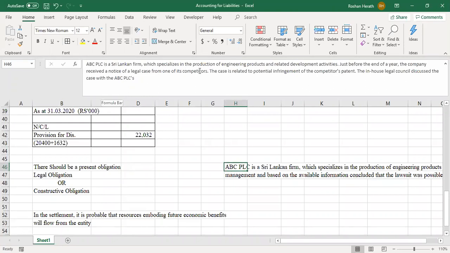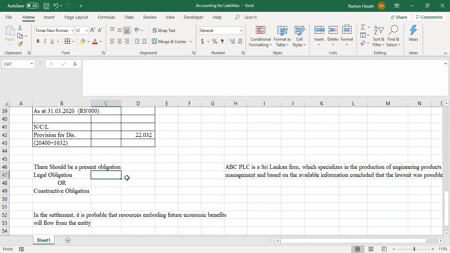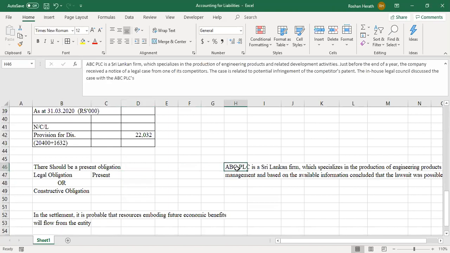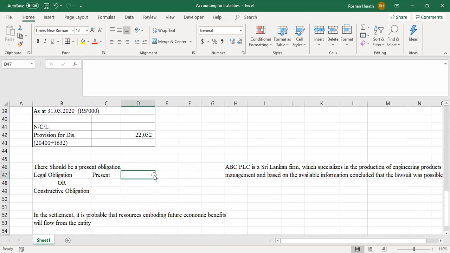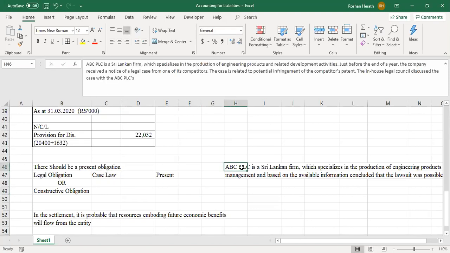One of your competitors has filed a case against you. So there is clearly a legal obligation. You can see the legal obligation is present. Then my question is, what is the source? That is case law, isn't it? They have filed a case, so even if I give you the source, it's case law. There's a legal obligation as a matter of case law. So the competitor has filed a case against you, and the first condition is there.